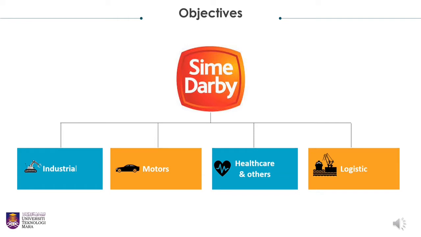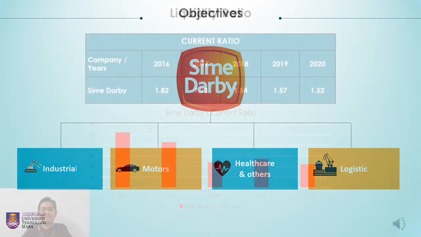SIMW Group. The main data source is the published annual report of SIMW Group for the years ended 2016, 2017, 2018, 2019, and 2020. This report will concentrate on SIMW Group performance as a group, which includes SIMW Industrial, SIMW Healthcare, SIMW Motors, and SIMW Logistics. The report shall exclude discontinued operations SIMW Plantation and SIMW Property.